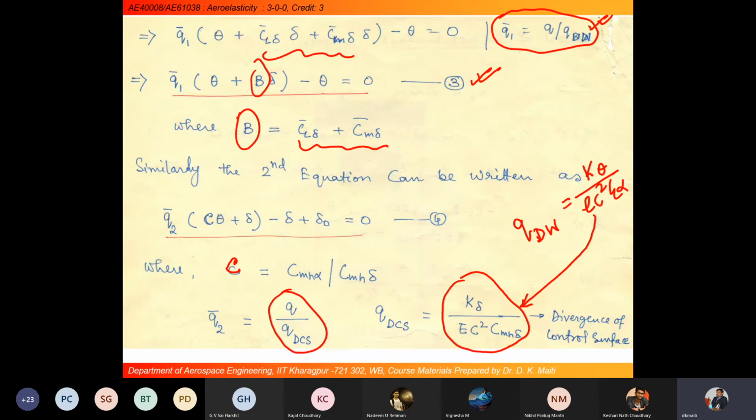That's why I have taken it equivalent to that, and then I am defining Q2 bar as Q by QD control surface. So after simplification, we will get Q2 bar multiplied by the first bracket, C into theta plus delta, minus delta plus delta naught equal to 0. That is the fourth equation. So this is the non-dimensional third equation and non-dimensional fourth equation.